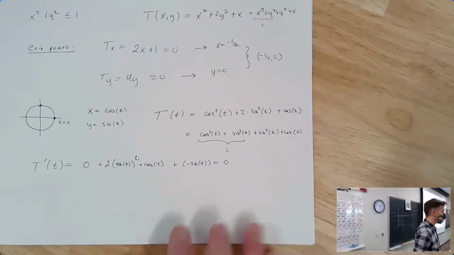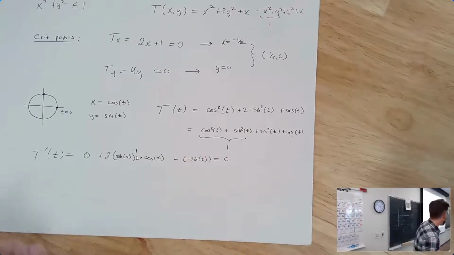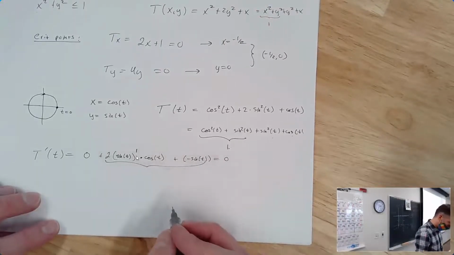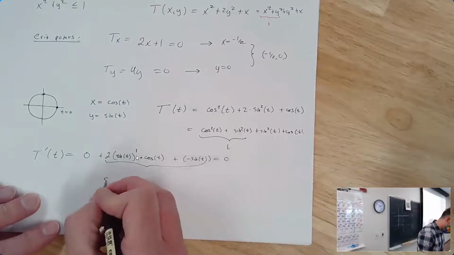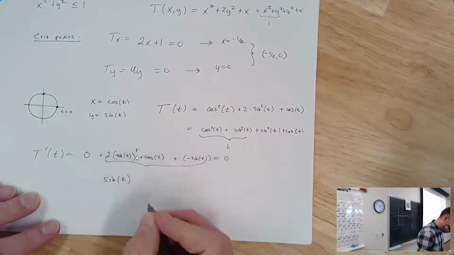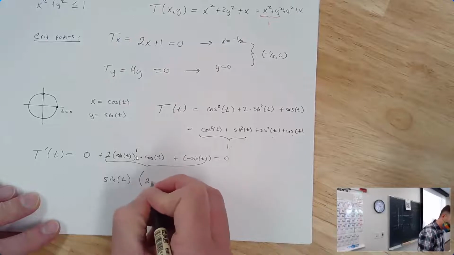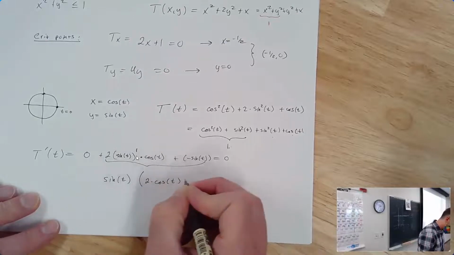Oh, that looks kind of complicated. I mean, not super complicated, but a little. So then I'm going to factor out a sine. I've got sine of t, and I'm left with 2 times cosine of t minus 1.